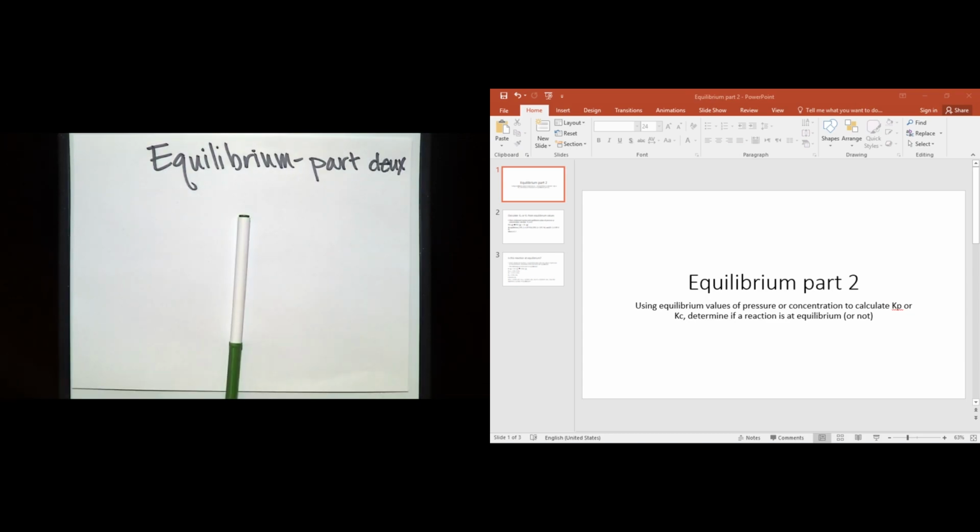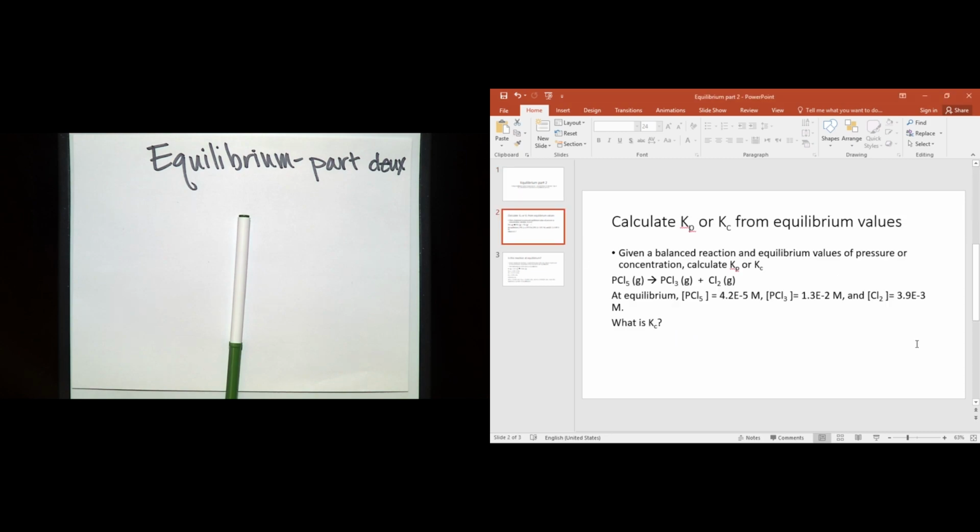Part 2. So two goals for this one: using the equilibrium values, either in pressure or concentration, to calculate Kp or Kc respectively, and to determine if a reaction is at equilibrium or not at equilibrium. So let's go ahead and get started.